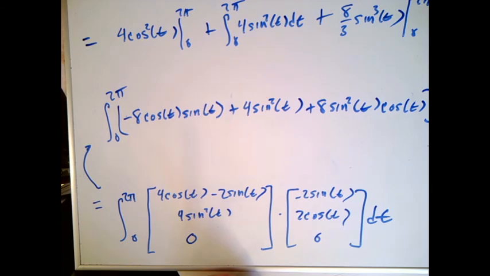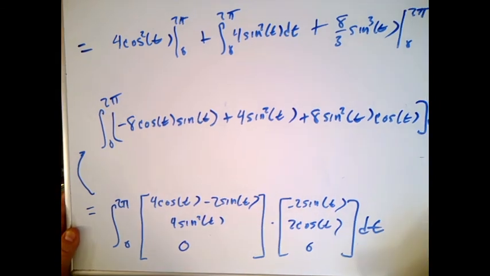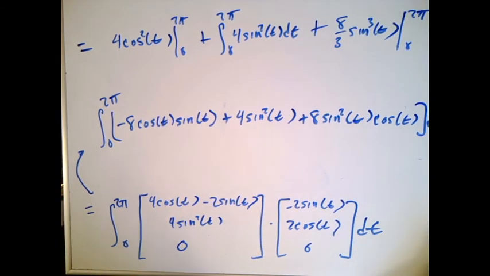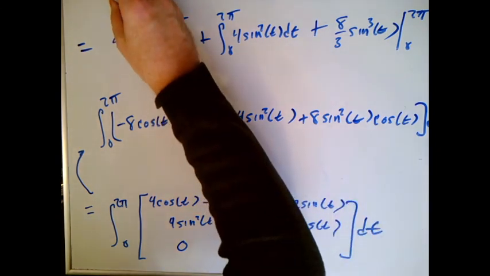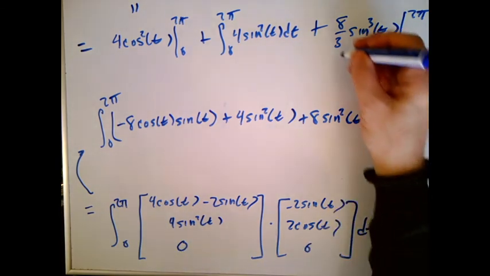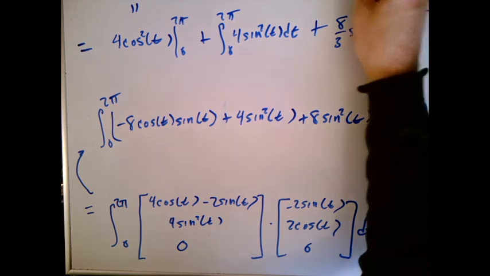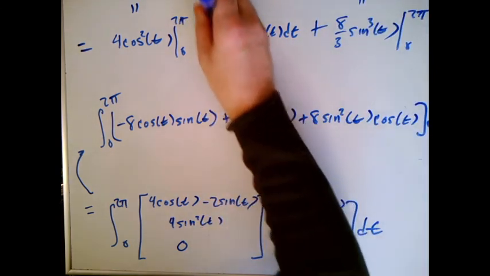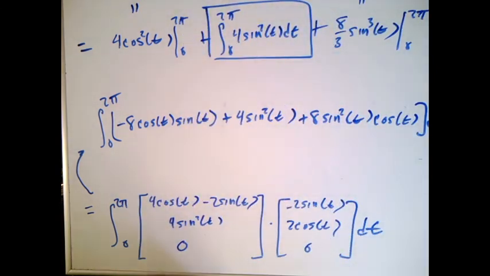Now cosine is periodic with period 2 pi, so this part here is just 0. That didn't give me anything. Sine is also periodic with period 2 pi, so when I plug in 0, I get the exact same answer I get when I plug in 2 pi, so I get 0. So if there's any work done at all, that's where it's all going to come from.